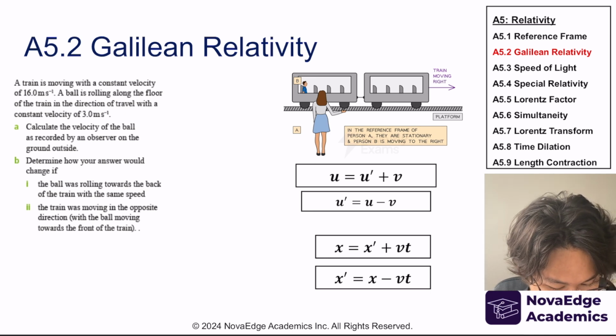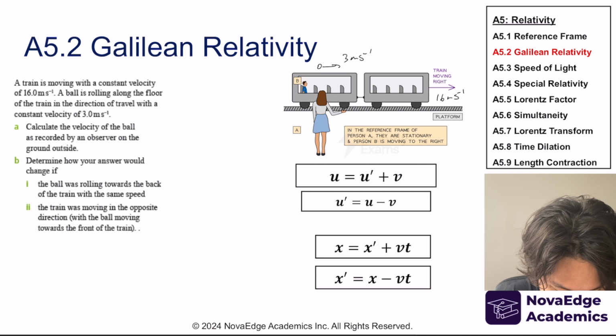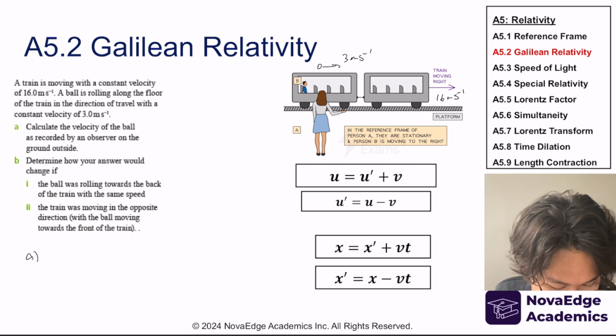Okay, so a train's moving with a constant velocity. A ball is rolling 3 meters to the right. So the train is moving at 16 meters per second, and the man rolls a ball at 3 meters per second to the right. Calculate the velocity of the ball as recorded by an observer on the ground outside.